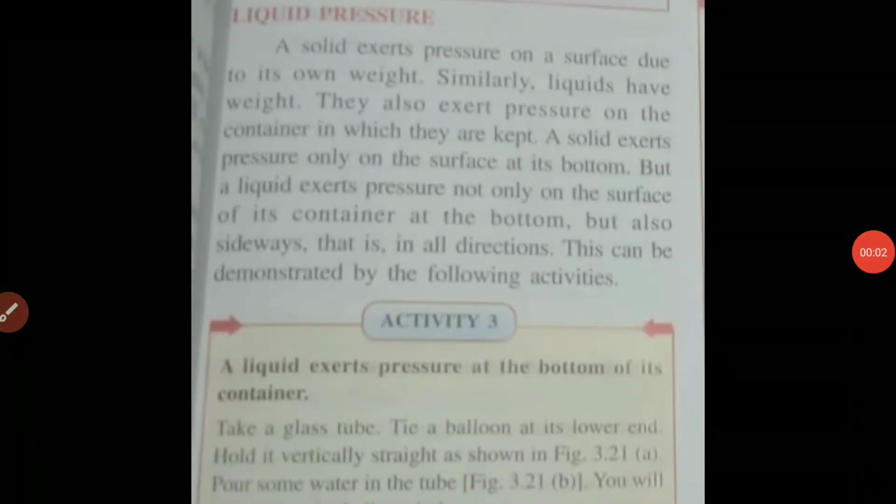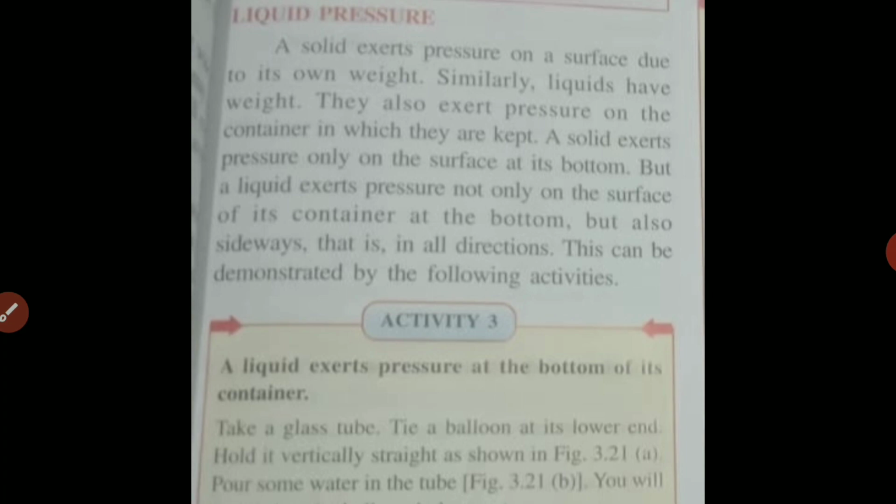This video is for class 8 physics on the topic liquid pressure. Although I have seen so many links on YouTube on this topic, this will be the last video on this topic, liquid pressure, in a few parts actually. This is part 1. So, liquid pressure. Please refer to your book if it is not clear on your screen.